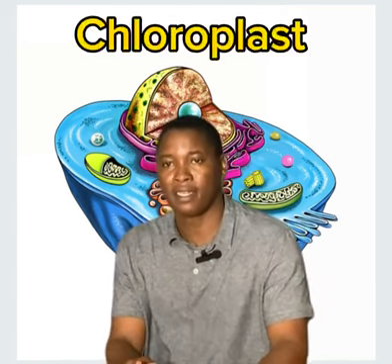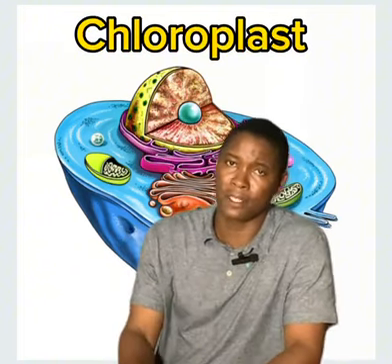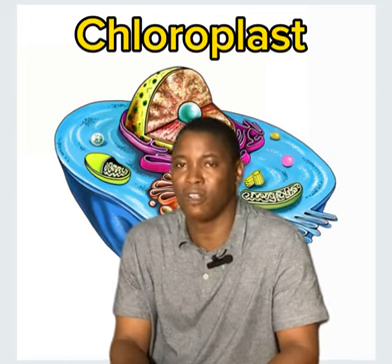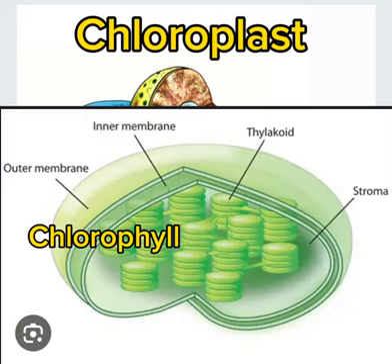Then e get something wey we dey call chloroplast. Chloroplast dey, and chloroplast dey important because e dey carry pigment wey we dey call chlorophyll. Now chloroplast dey only inside plant cell. They no dey see am inside animal cell. E dey inside plant cell because e dey carry pigment wey we dey call chlorophyll. We go still discuss all of these ones later.